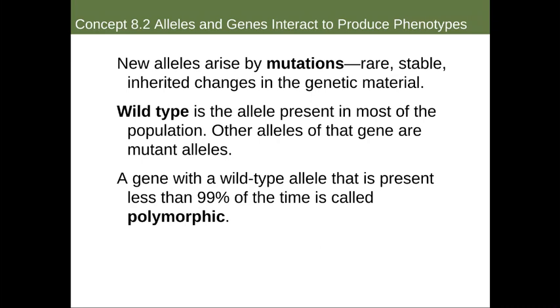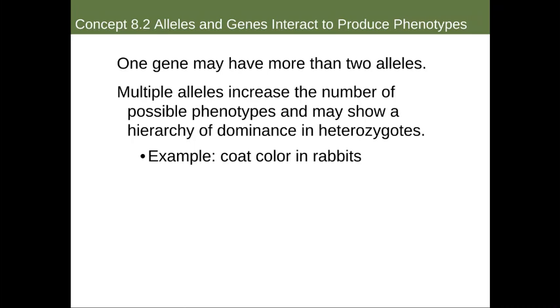So a gene with the wild type present less than 99% of the time is called polymorphic. We'll get into explanations and examples in just a minute. So one gene may have more than two alleles. Multiple alleles increase the number of possible phenotypes and may show a hierarchy of dominance in heterozygotes. So like coat color in rabbits, for example.